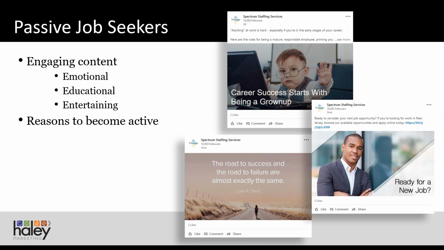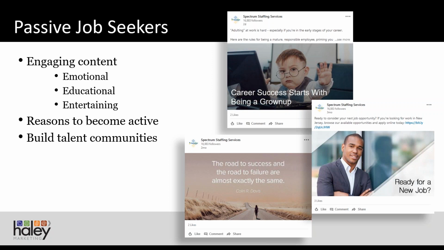We also want to think about reasons to get people from passive to active. And we'll talk about some specifics in just a minute. But if you brainstorm all of the reasons that somebody would look for a new job, your social recruiting strategy to passive job seekers should include content that's talking about ways to overcome the issues they're having in their current job and how your company represents dozens, hundreds, or thousands of new job opportunities.